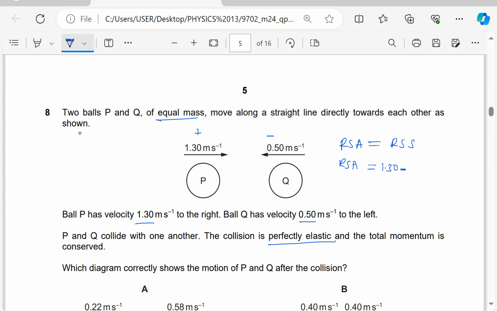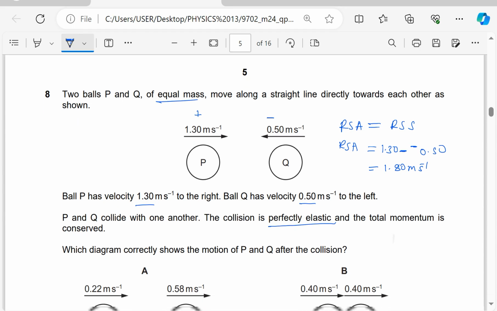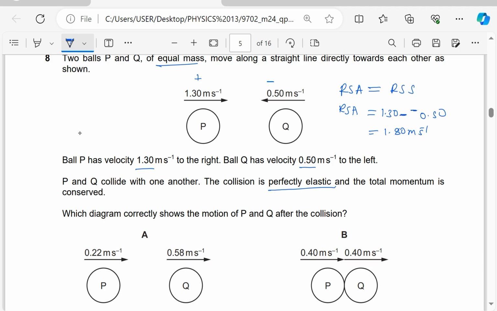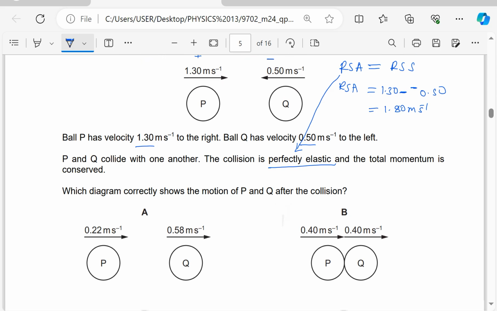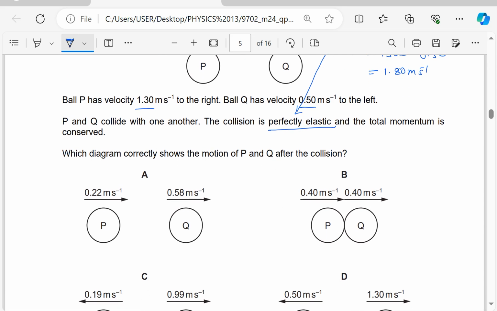So I'll say minus, that is for relative, then negative because it's in the opposite direction. So minus negative 0.50. And I think this gives me 1.80 meters per second. That is the relative speed of approach. So it means if the collision is perfectly elastic, the relative speed of approach should be equal to the relative speed of separation. So just check which combination gives us 1.8.